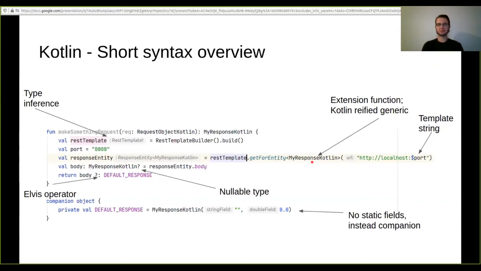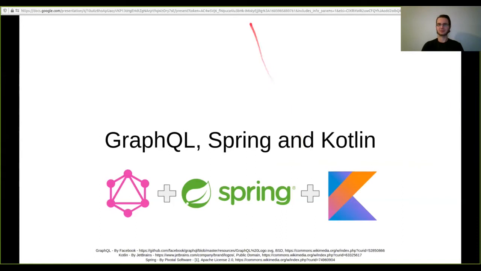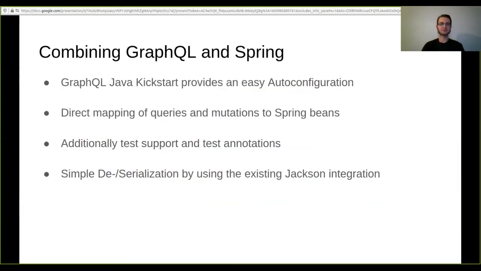Okay, that was a very brief introduction to Kotlin. Any questions about this? Okay, then let's get to the fun part where we combine GraphQL, Spring, and Kotlin. So what do we have to do? First, how can we combine GraphQL and Spring?